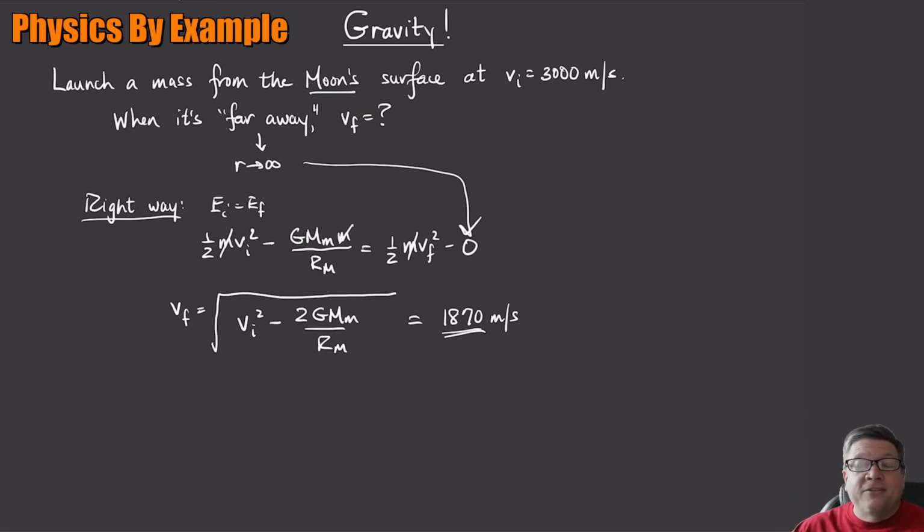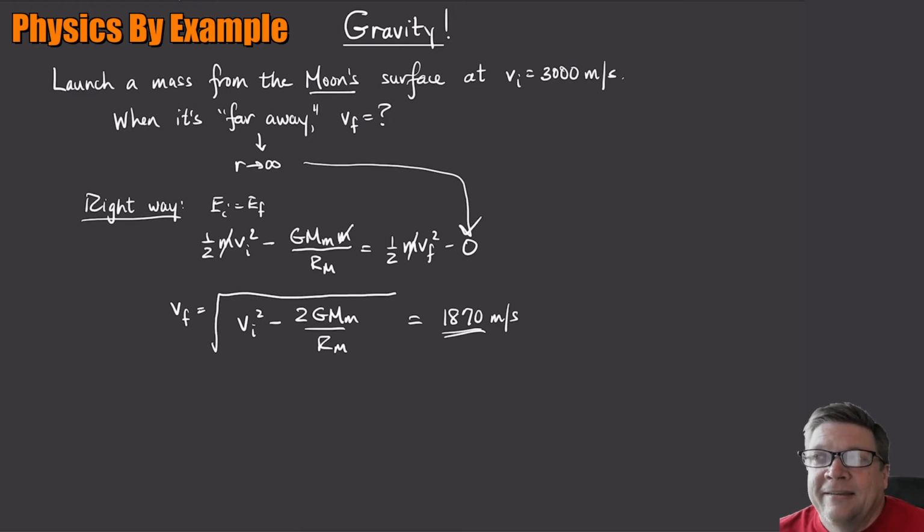Does that answer make sense? Always look at your answers to see if they make sense. I guess so, because you're launching something at 3,000, you're trying to escape the moon, so the moon's pulling on it a little bit. When it's far away, it better not be going faster than 3,000. That would be weird. So 1870, maybe that makes sense. It's at least plausible.